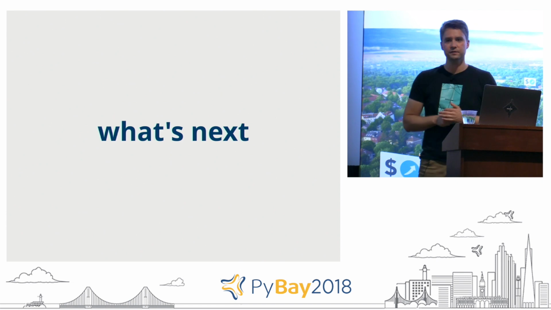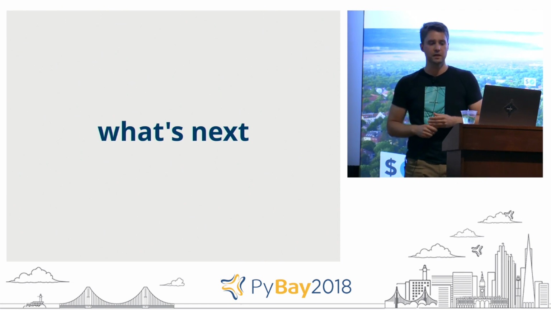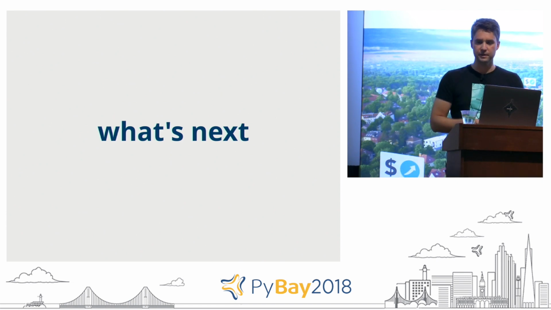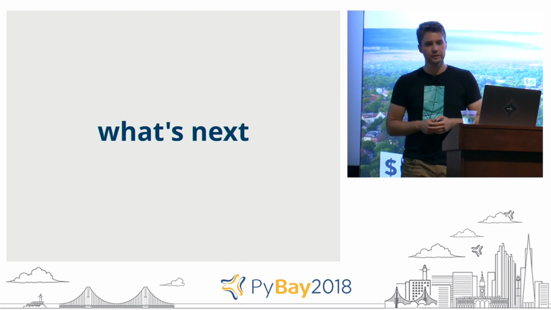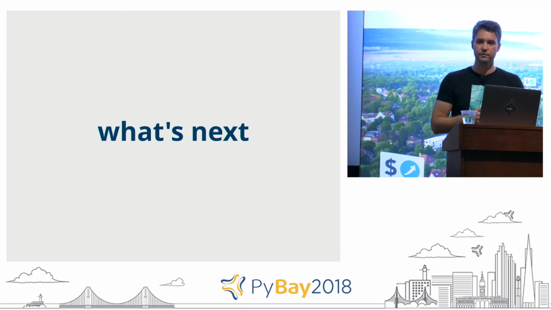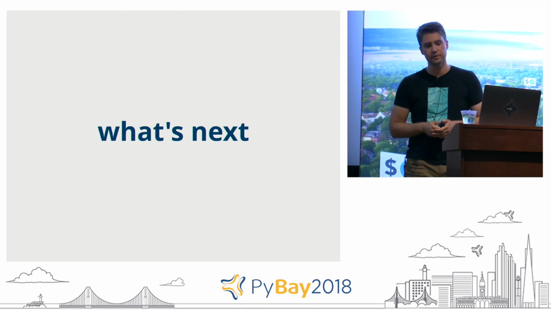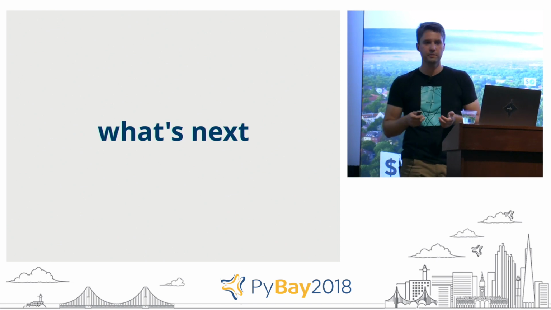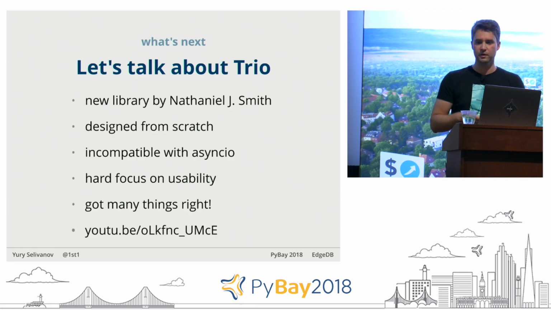Now, we have context variables in Python 3.7. Life is beautiful, so maybe that's it. Maybe asyncio is good enough. Unfortunately, not really. We still have a long road ahead of us. We still have a lot of improvements that we want to do in asyncio. And before we talk about them, we probably need to talk about Trio.